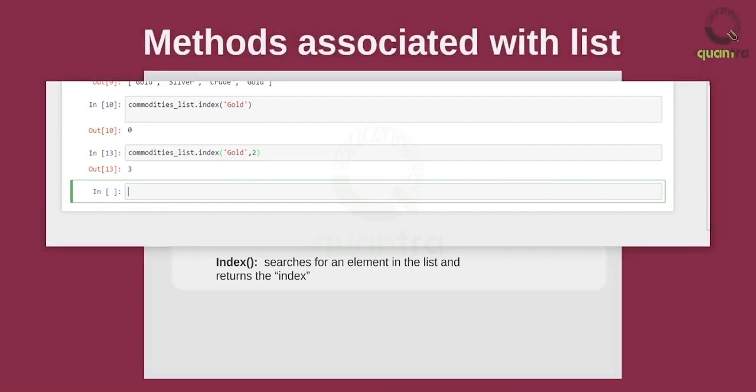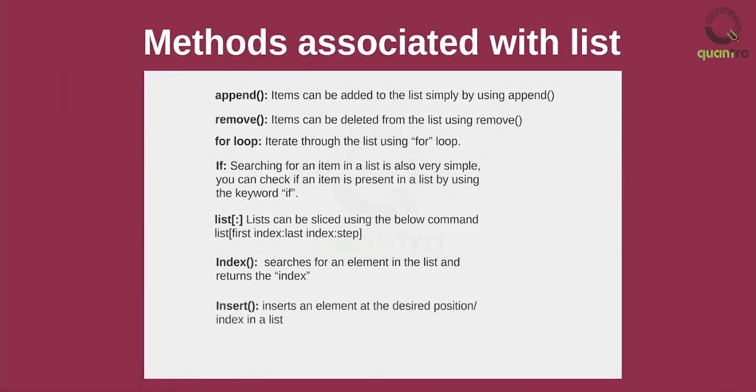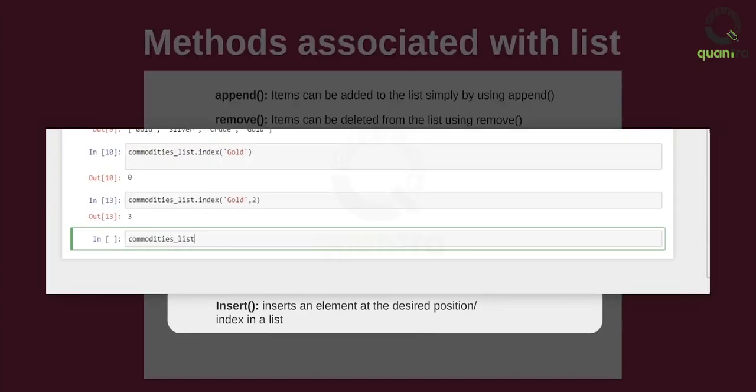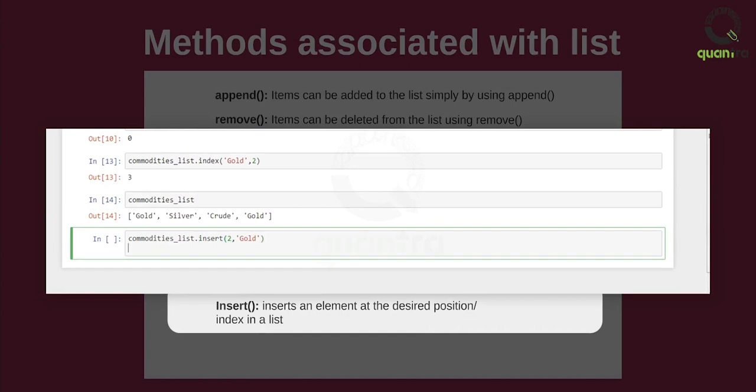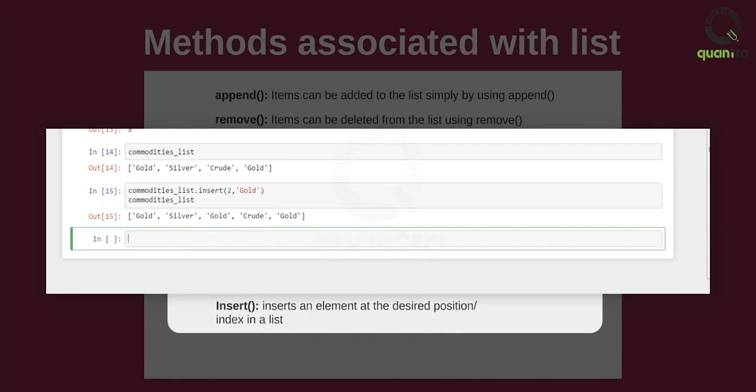The next command is insert. This command inserts an element at the desired position or index in a list. Here we insert gold again, but at index 2, which is the third position in the list. Now let us view the list. We see that gold has been inserted at the third position.